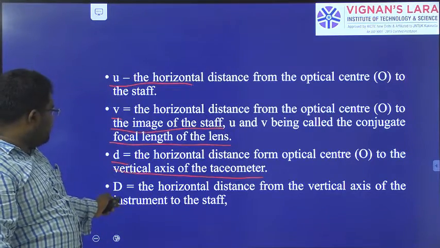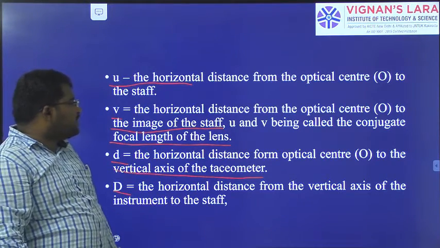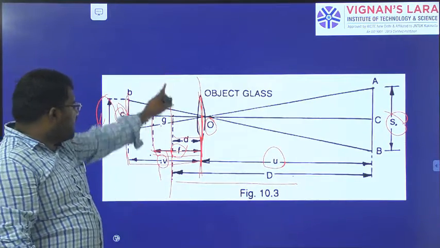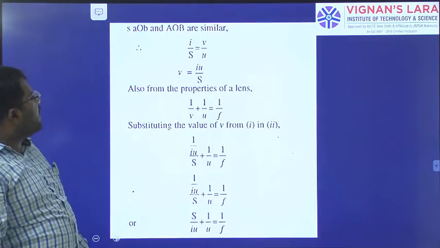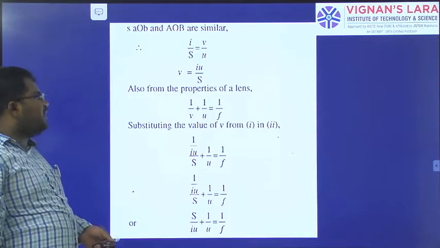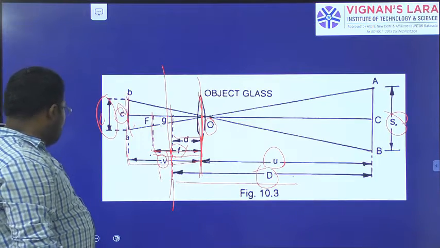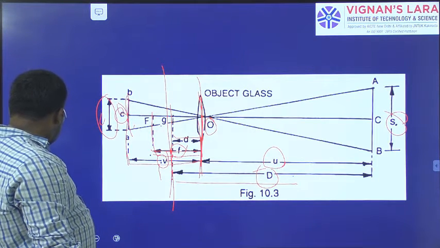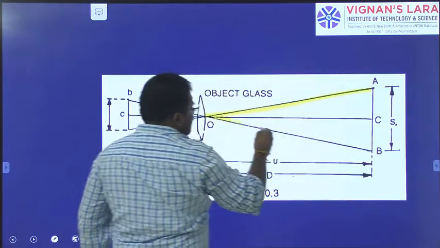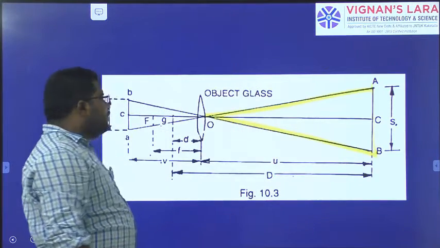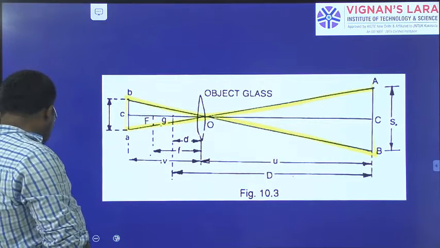Next, finally we have capital D, the distance from the vertical axis of the instrument to the staff. This is the vertical axis, and from here to the staff, whatever distance there is, that is capital D. Now, according to the similar triangles we saw previously, AOB and ABO are the two similar triangles.